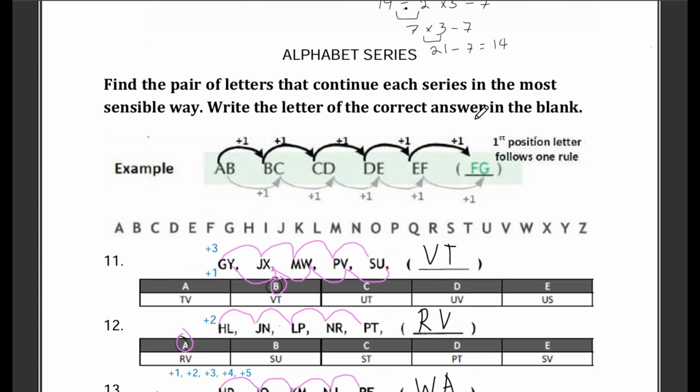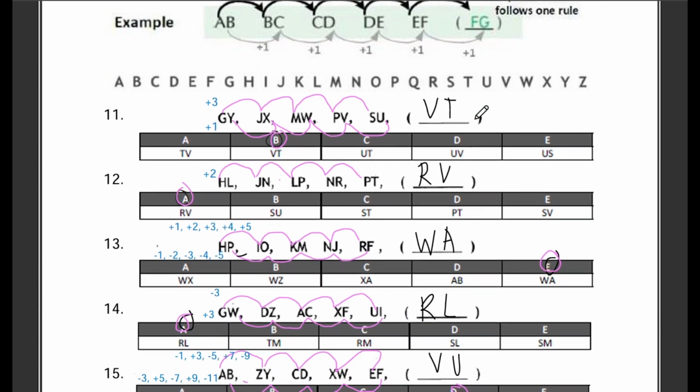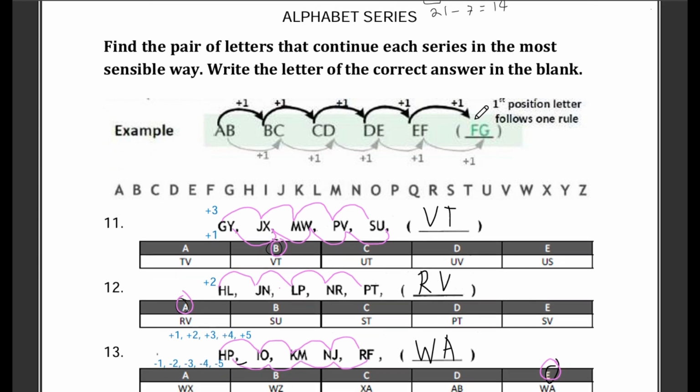Question 11. Okay, now let's try a different type of question. Series: GY, JX, MW, PV, SU. What comes next? Options: A, TV; B, VT; C, UT; D, UV; E, US. The correct answer is B, which gives us VT. Let's see how we got there.